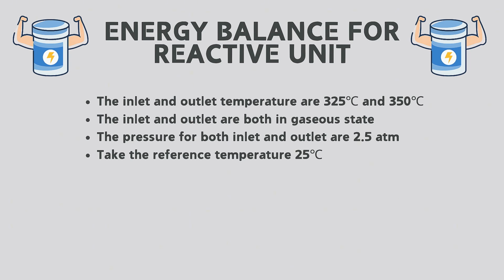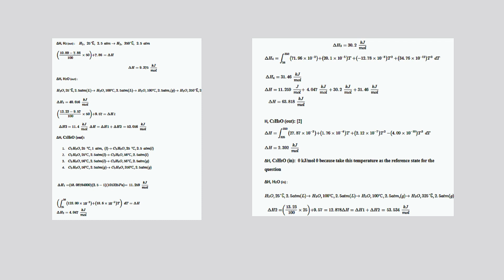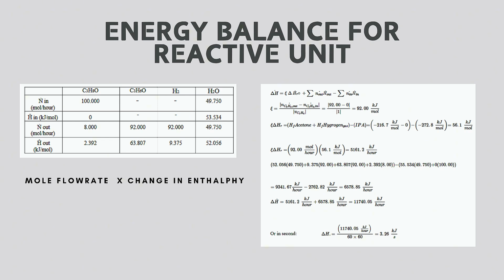Let's move on to the energy balance for the reactive unit. The first one is that the inlet and outlet temperatures are 325 Celsius and 350 Celsius. The second one is that the inlet and outlet are both in gaseous state with a pressure of 2.5 atm. And the last one, we need to take the reference state as 25 degrees Celsius. So here is the conclusion of the energy balance from the extent of reaction. And here is the final answer that we got for the reactive unit, which is 3.26 kilojoules per second.